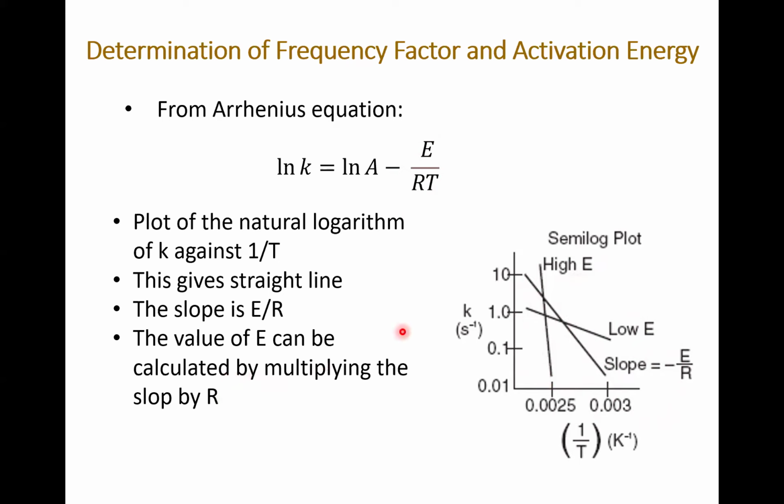And to calculate E, in this case, we calculate the slope and then multiply it by R. The slope times R gives you the value of activation energy.